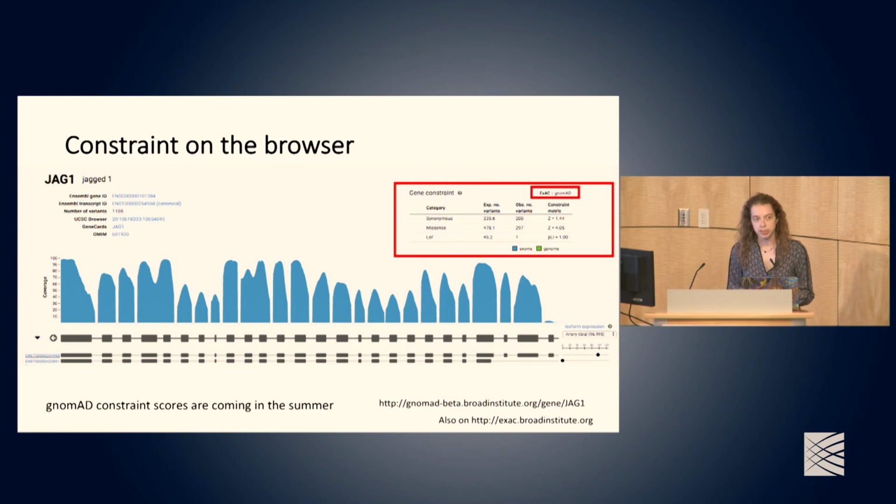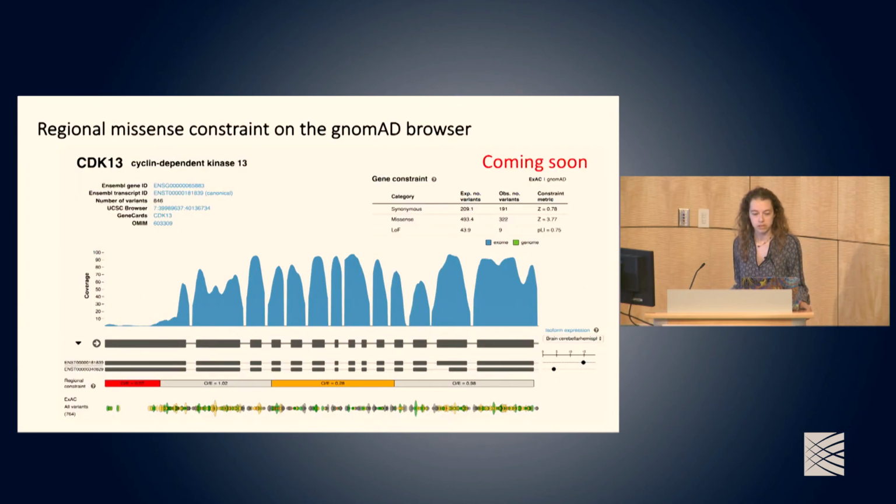Okay, so all the constraint data is available on the browser. You can find it in two places. One, it's on the ExAC browser, and two, it's on the new gnomAD beta browser. When you go to the gnomAD beta browser, there's a table on top for each gene. By default, it shows the gnomAD data, and the constraint scores are still only released for the ExAC data, so you can click on ExAC here, and you can see this table. We're working on getting them for the gnomAD data, so hopefully we'll have those sometime this summer is the goal.